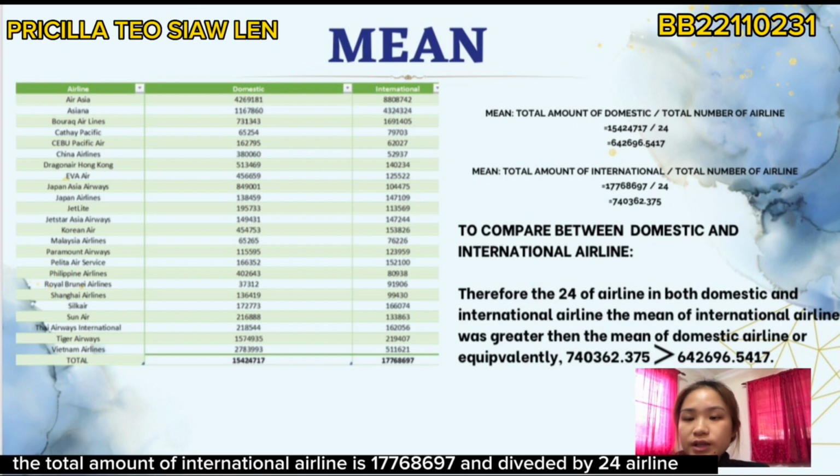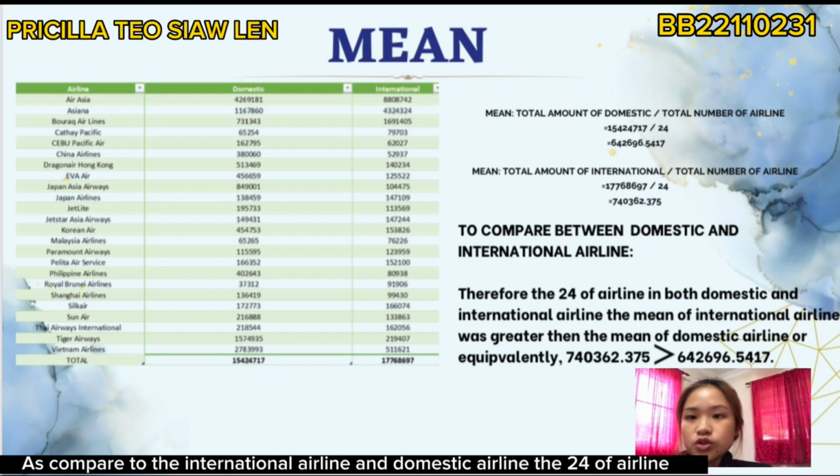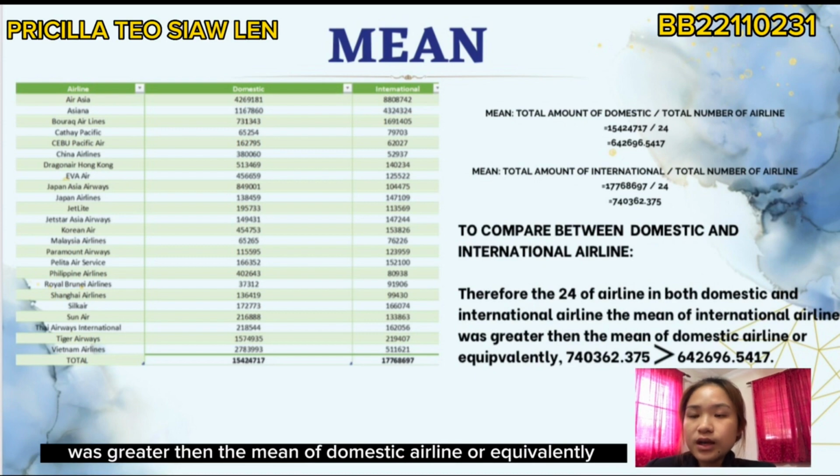Then we calculate the mean for the international airlines. The total amount of international airlines is 177,686,997 divided by 24 airlines. So the answer is 740,362.375. Comparing international and domestic airlines, with 24 airlines in both, the mean of international airlines is greater than the mean of domestic airlines.